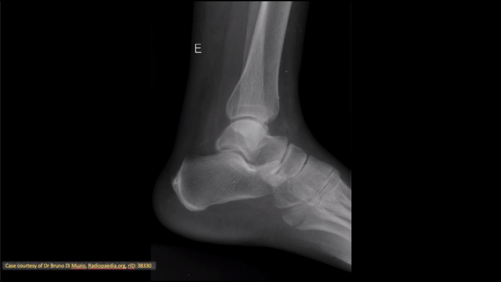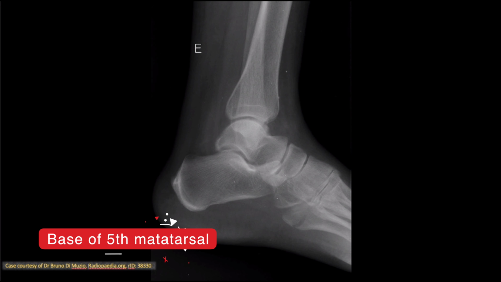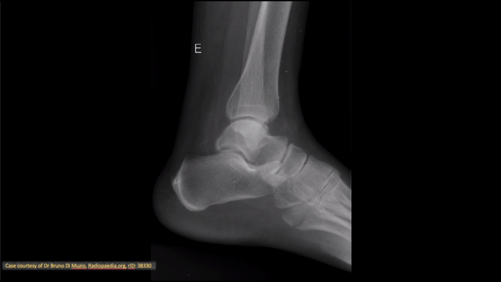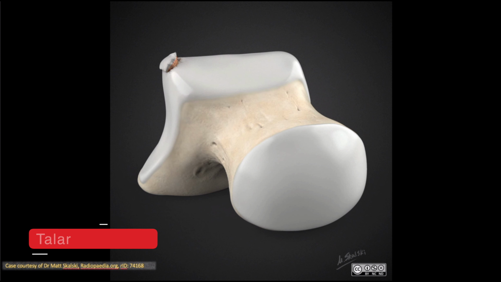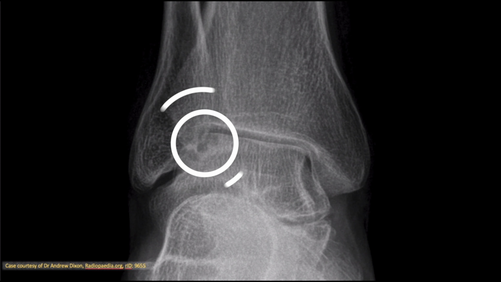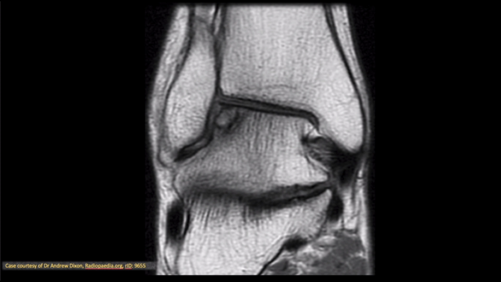On this radiograph, there's no abnormality of the hindfoot. However, there's a base of fifth metatarsal avulsion fracture. Remember to trace the bone all the way. This is how an osteochondral defect looks on a 3D model, and this radiograph demonstrates an osteochondral fracture of the lateral talar dome. This is how the injury looks on MRI.